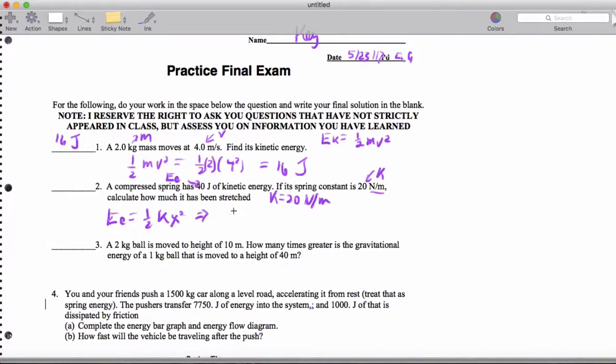And so what we're going to end up getting is that 40 equals 1/2 times 20 times this x squared that we're solving for. And so that's going to be 40 equals 10 times x squared. We divide both sides by 10, and we'll get 4 equals x squared. So x actually ends up being 2 meters.